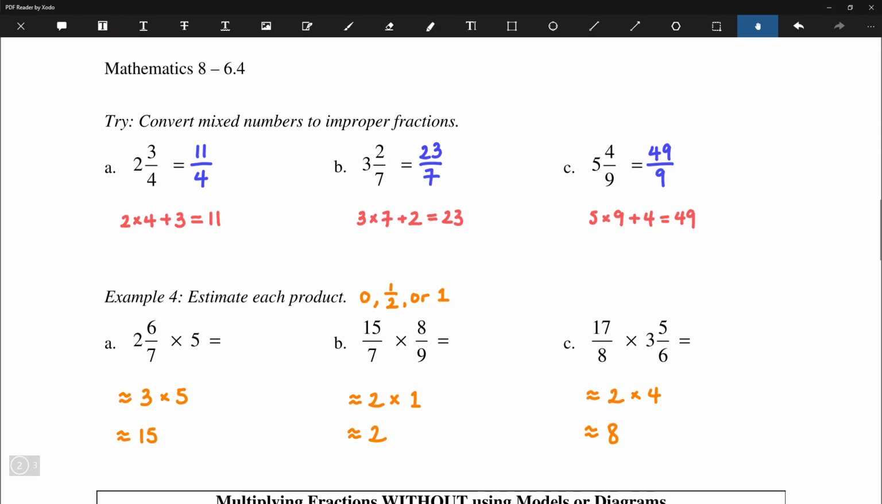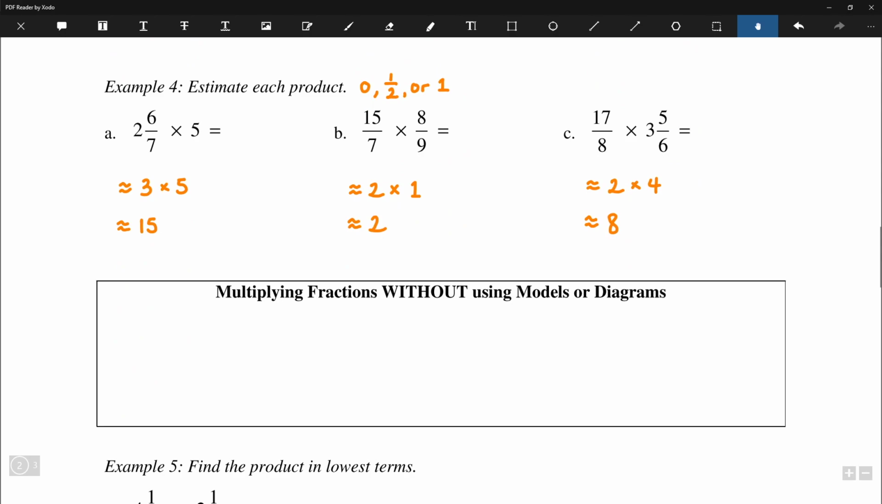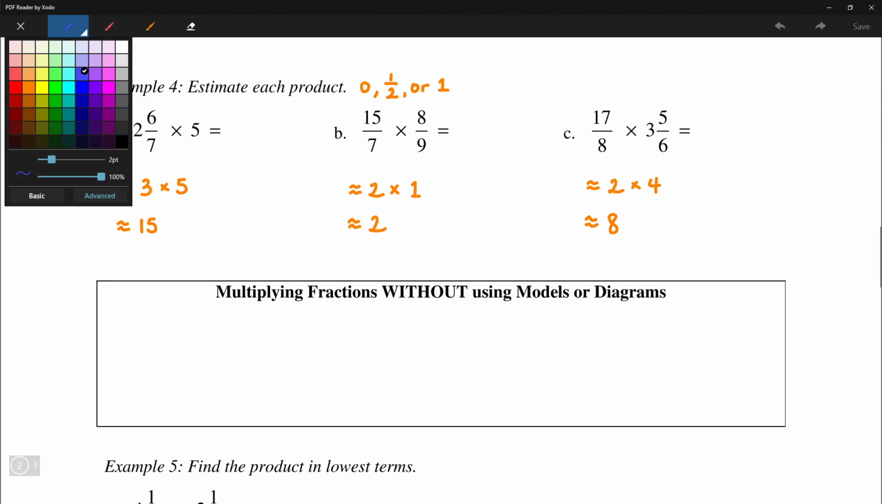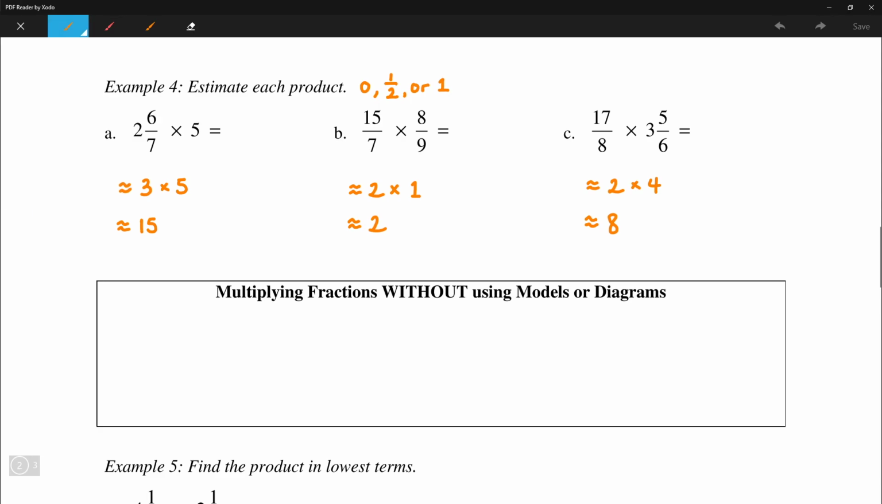Okay. So with that in mind, the next piece is to learn about multiplying fractions without models or diagrams, just in general. So here, there are 3 steps. Step 1 is to change to improper fractions.